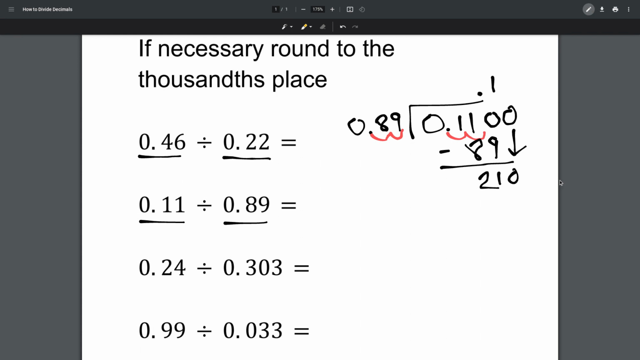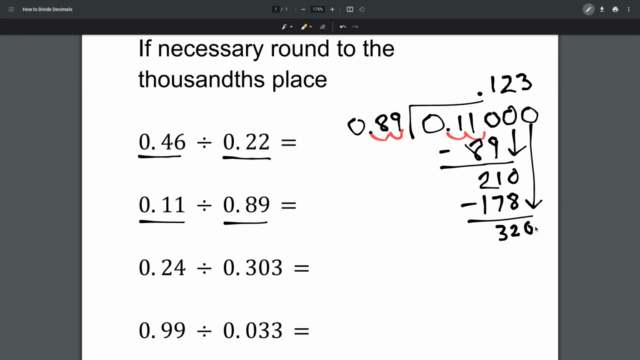So does 89 go into 210? It does, twice. Okay? So 2 times 89 is, well, let's see, 2 times 80 is 160, plus 2 times 9 is 18, so 160 plus 18 is 178. So now we do 210 minus 178, that's going to give us 32. We'll add a 0, bring it down. So we got 320. Does 89 go into 320? It will go in 3 times.